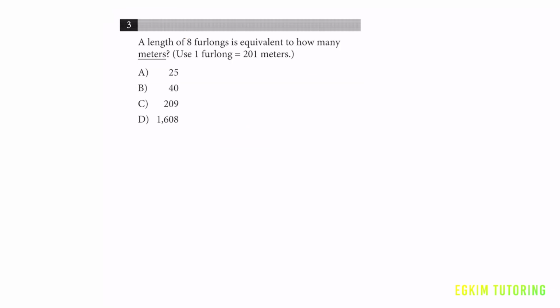Question 3. A length of 8 furlongs is equivalent to how many meters? Use 1 furlong is equal to 201 meters. As mentioned in question number 1, it's helpful to write down the units that they're asking for. So here they ask you for how many meters. Let's just go ahead and write down that all the answers should be in units of meters. They also gave you a conversion, which probably means you're going to have to use it. This is a conversion problem, which is definitely on the SAT.